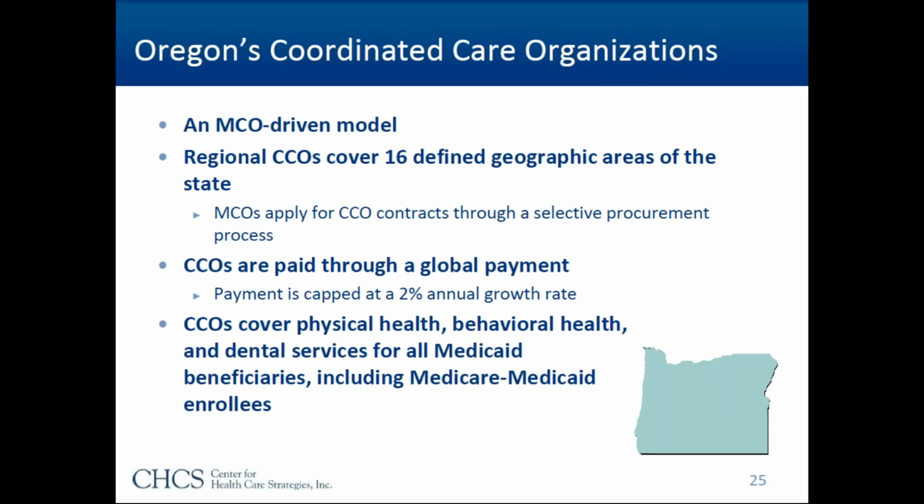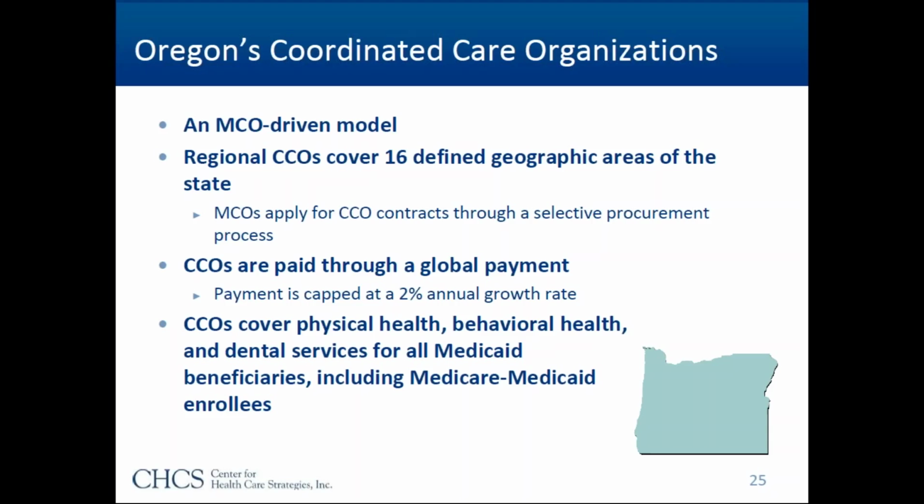Next slide. Oregon's coordinated care organizations are an MCO-driven model. Like Colorado, they have regions. There are 16 defined geographic regions in the state, and the MCOs apply for CCO contracts through a selective procurement process. The interesting thing about the regional CCOs is they essentially create a monopoly in all regions but the Portland metro area. So you are automatically assigned based on where you live to a CCO.